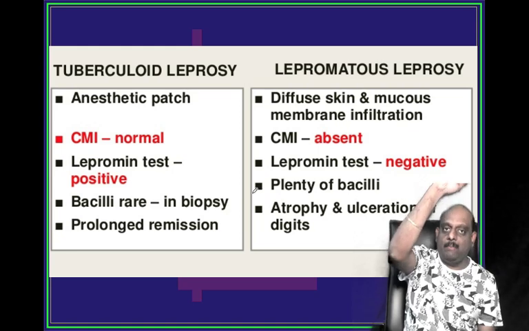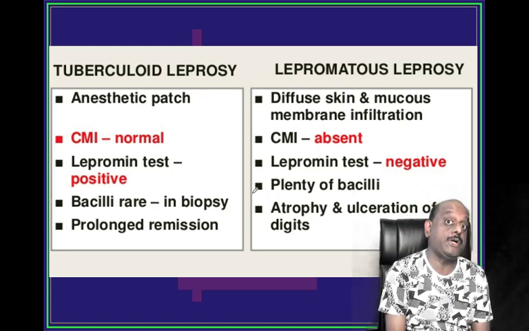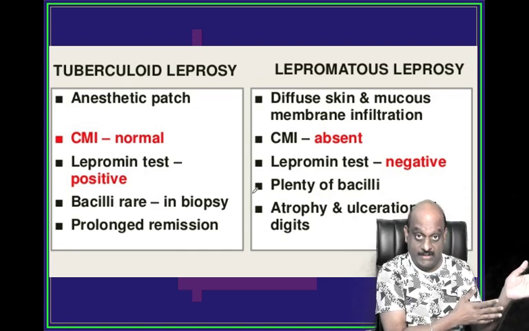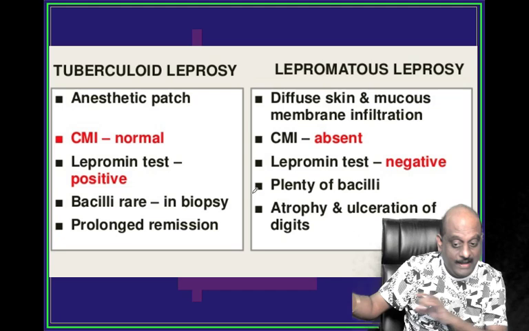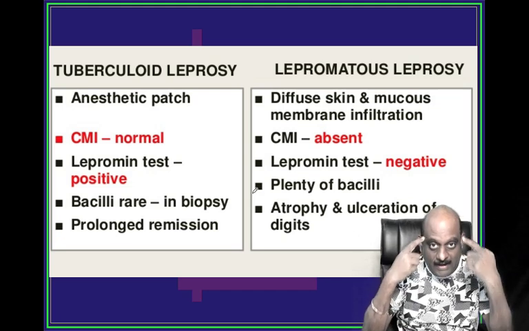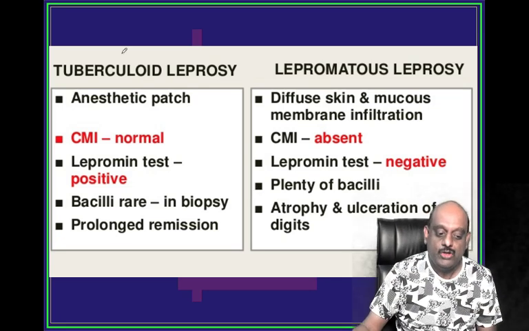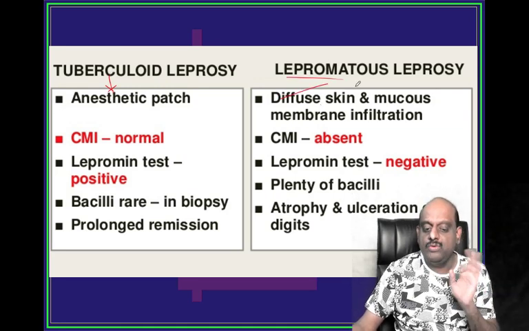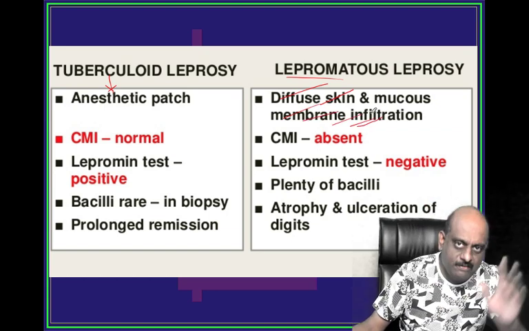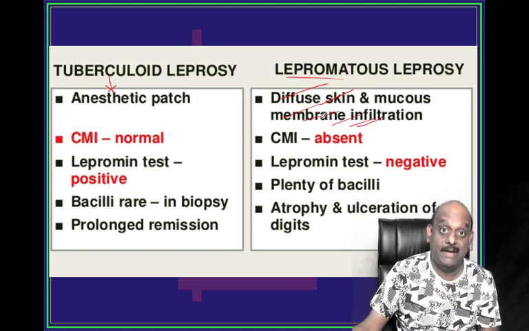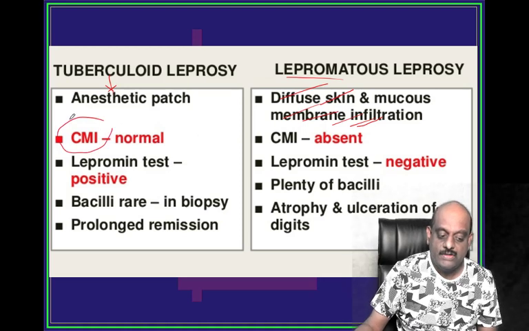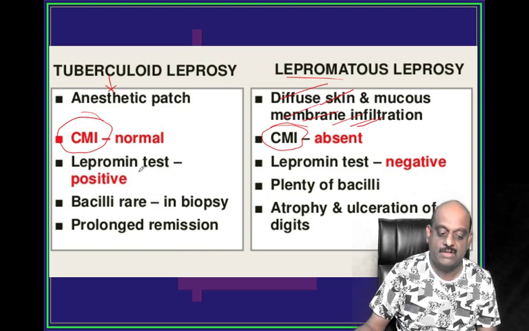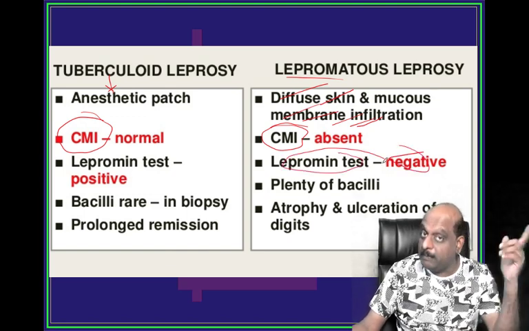So before we say goodbye to this, what is that short MCQ in tomorrow's exam? Tuberculoid leprosy versus lepromatous leprosy. This table should be there in the mind. Tuberculoid has an anesthetic patch. Lepromatous has diffuse skin and mucous membrane infiltration, even mucous membrane infiltration. Cellular immunity is normal in tuberculoid but absent in lepromatous. Hence lepromin test is negative in lepromatous leprosy.